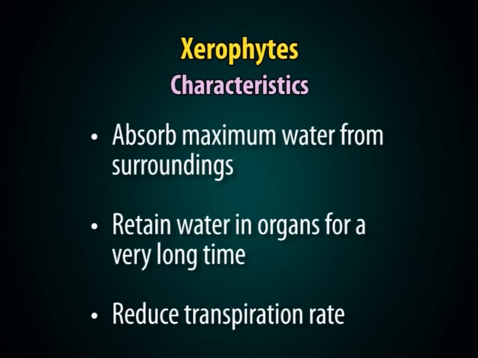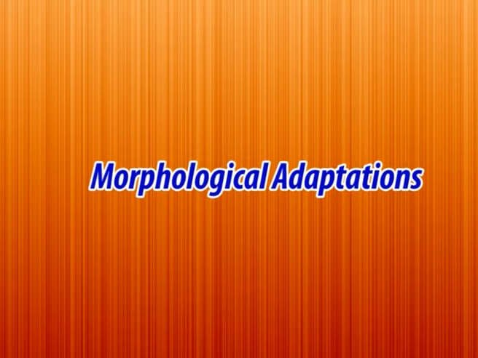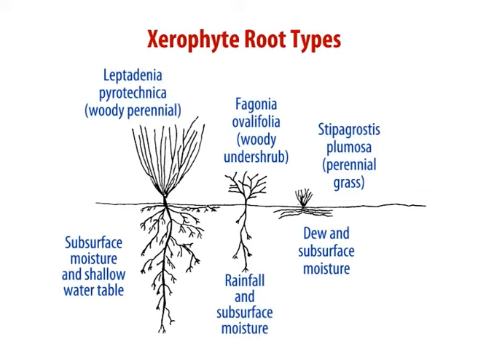Plants in such areas develop several features in their morphology and anatomy which help them to reduce transpiration. These plants are adapted to absorb as much water as they can from their surroundings, retain water in their organs for a long time and to reduce the transpiration rate. Roots. The root system of xerophyte is well developed and highly branched. It is much more elaborated when compared to shoot system.